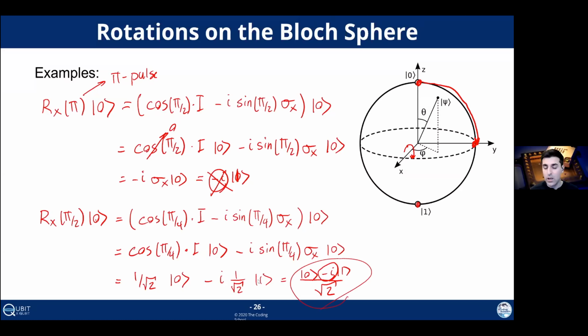If you still measure this, you're going to get 50% 0, 50% 1. But it's not exactly the plus state, but rather it's the eigenstate of the Pauli y operator, because you end up along the y-axis.